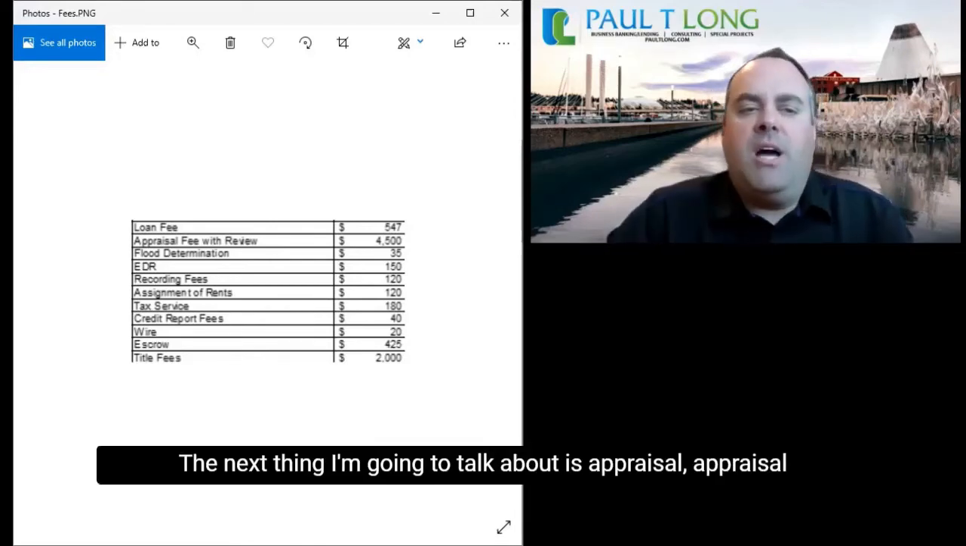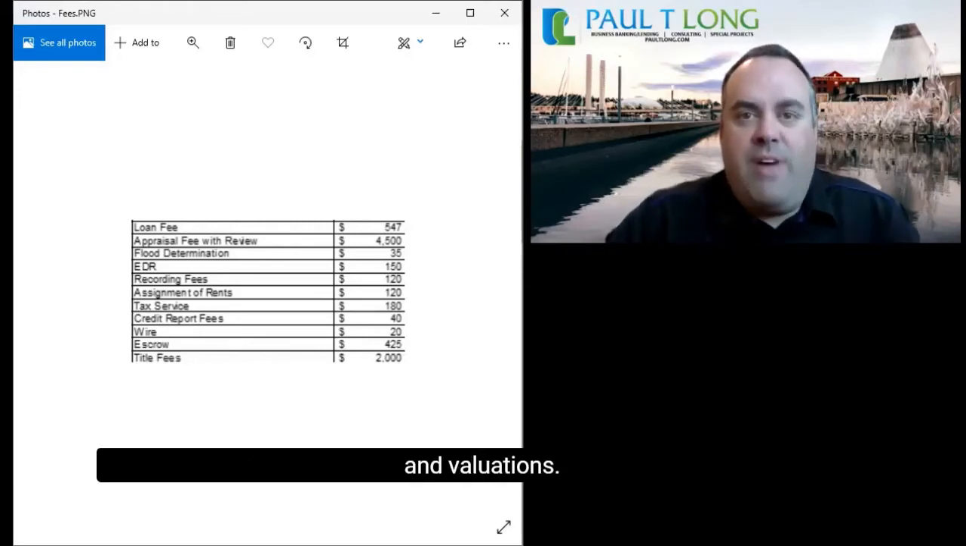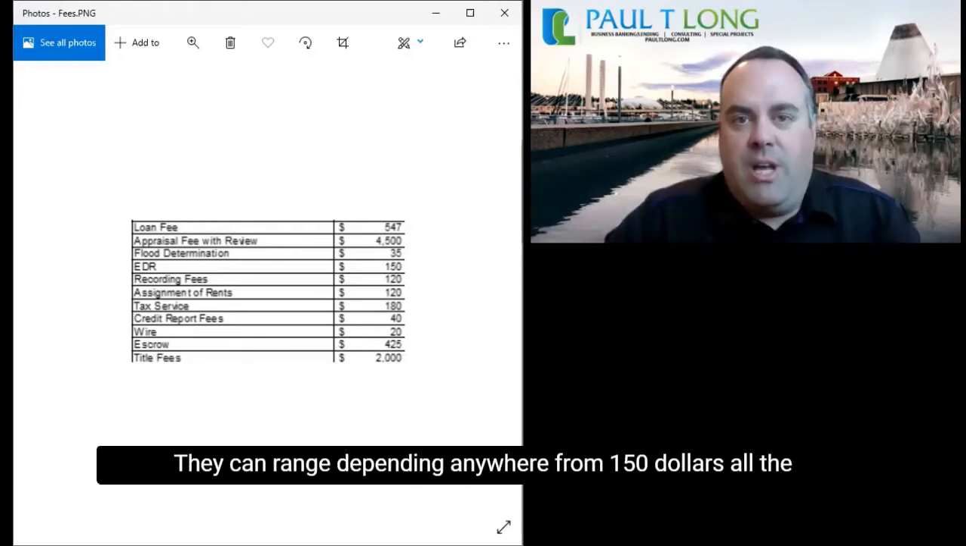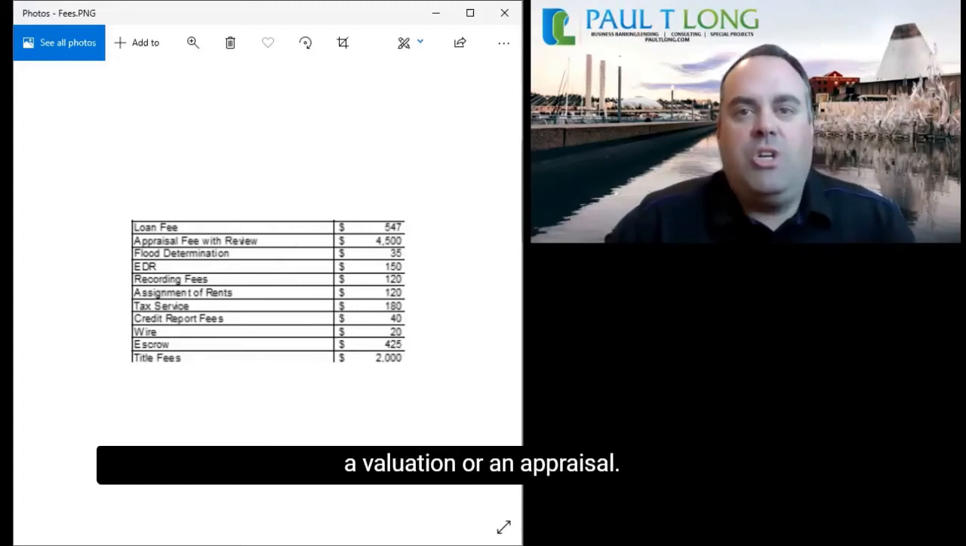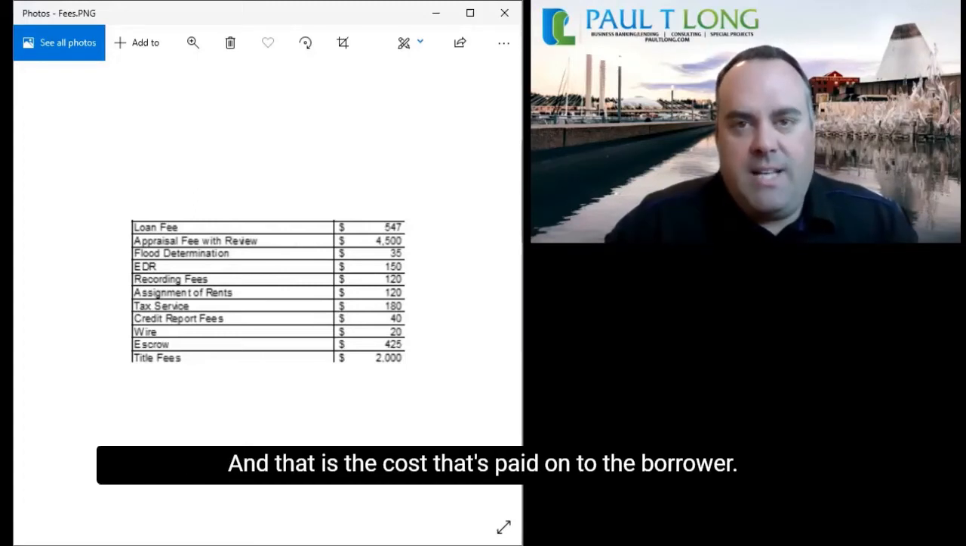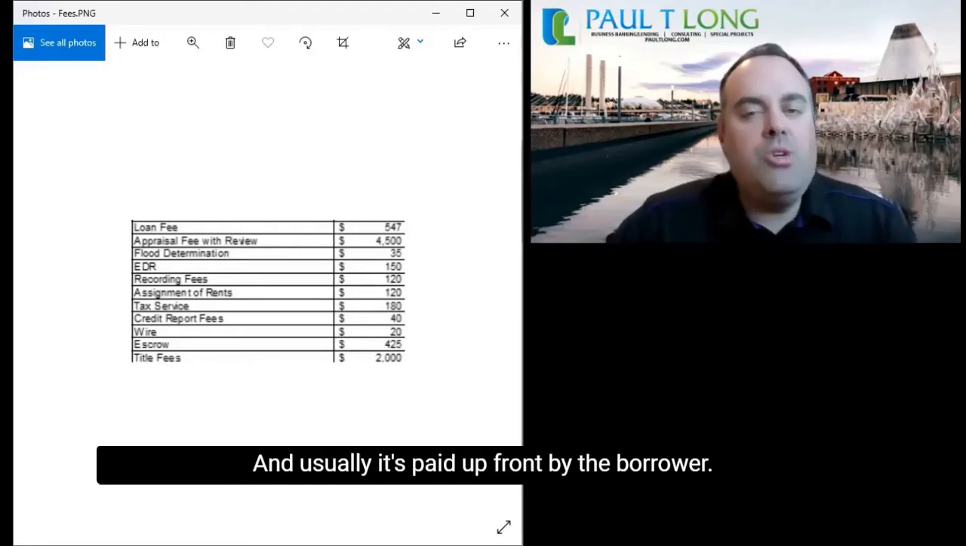The next fee I'm going to talk about is appraisal. Appraisal and valuations can range anywhere from $150 all the way up to a couple thousand dollars, depending on if it's a valuation or an appraisal. And that is a cost that's passed on to the borrower, and usually it's paid upfront by the borrower.